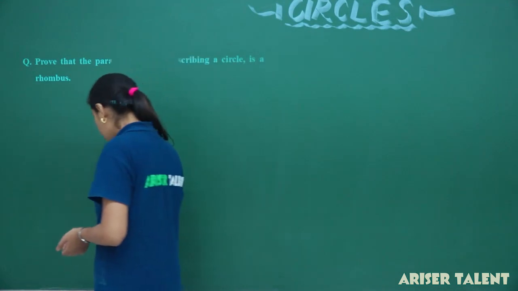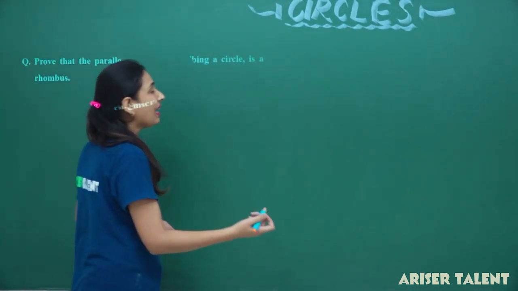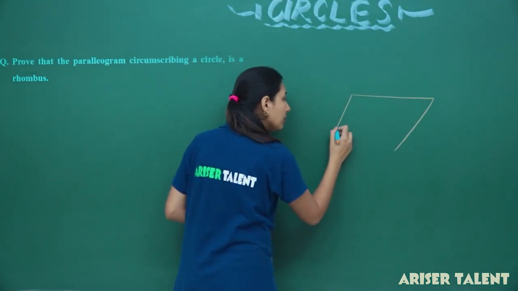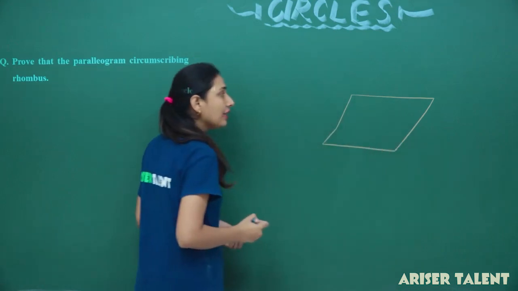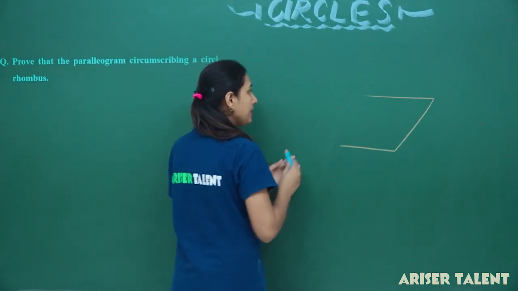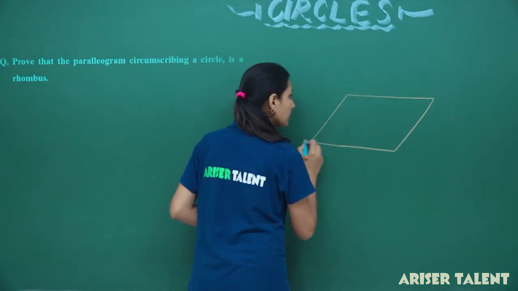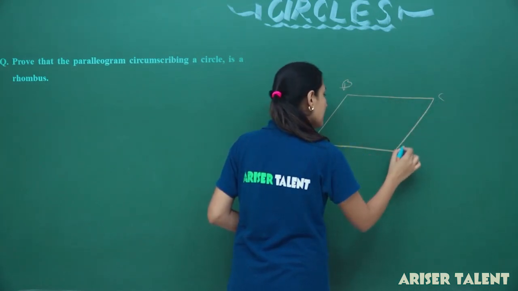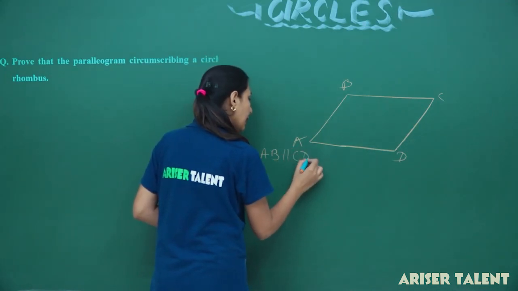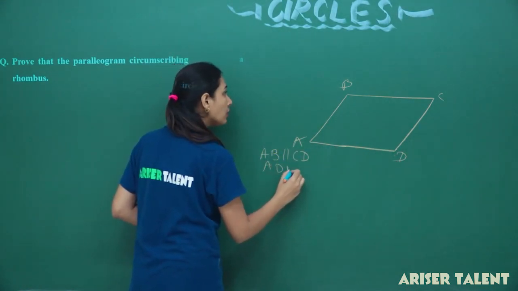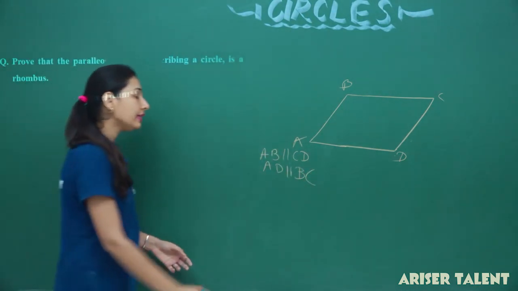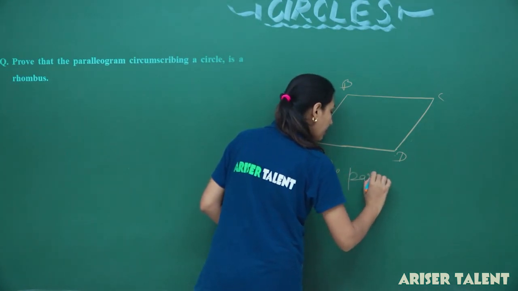Okay, so I was telling you students what a rhombus is and what a parallelogram is and what their properties are. If you are having a quadrilateral A, B, C, D, such that AB is parallel to CD and AD is parallel to BC, if you are having this condition, you will call it what? Parallelogram.